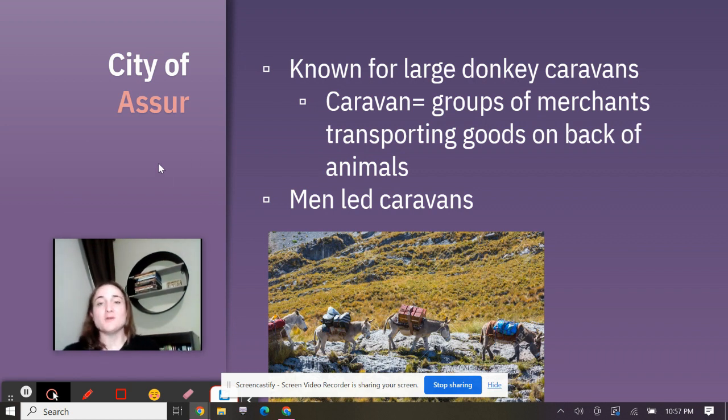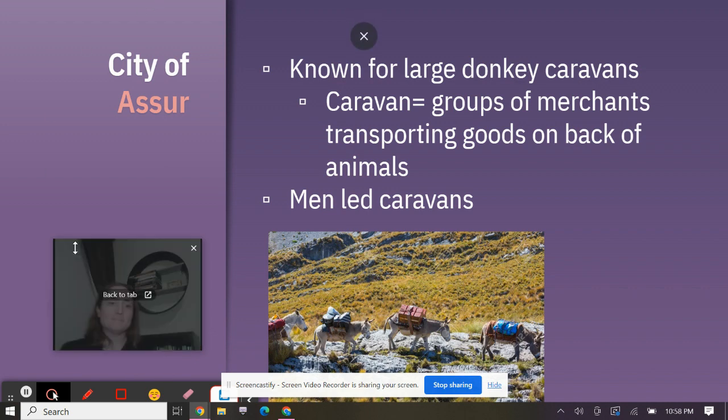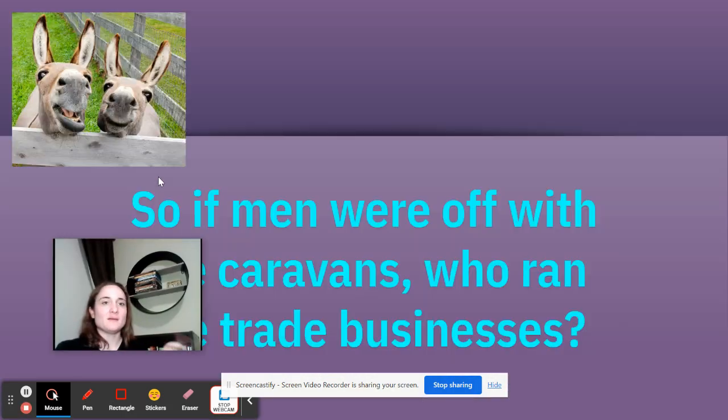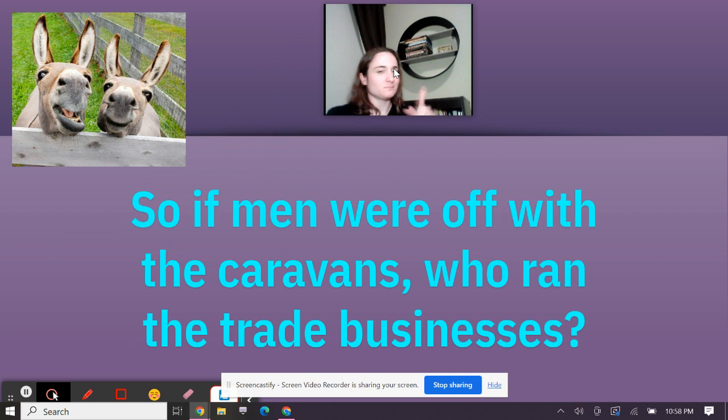They were also known for their large donkey caravans. So a caravan is a group of merchants that are transporting goods on the back of animals. So like men typically led caravans as well, instead of the women, but in a reading, might change your mind about that. So if men were off with the caravans, who ran the trade businesses? Well, they were gone.